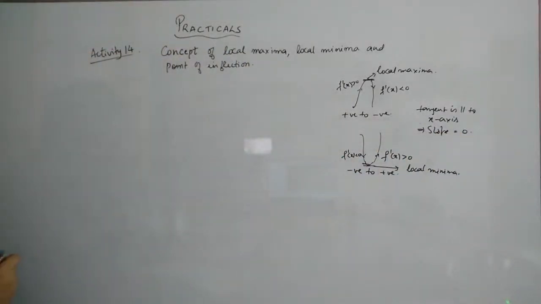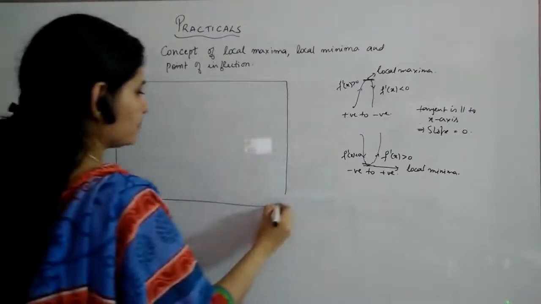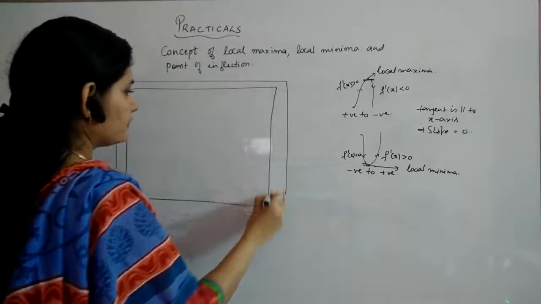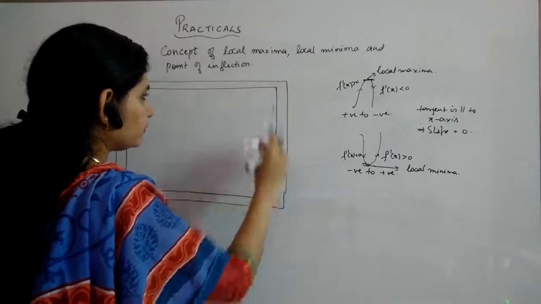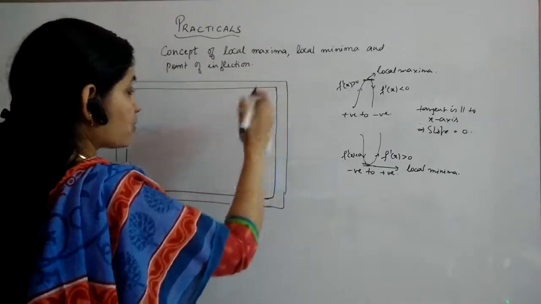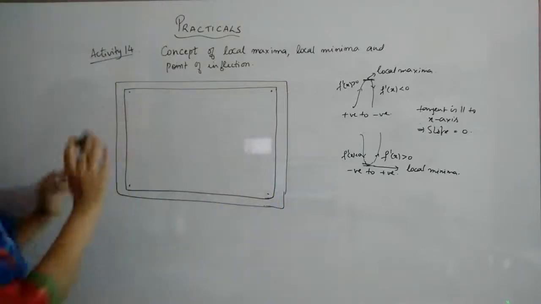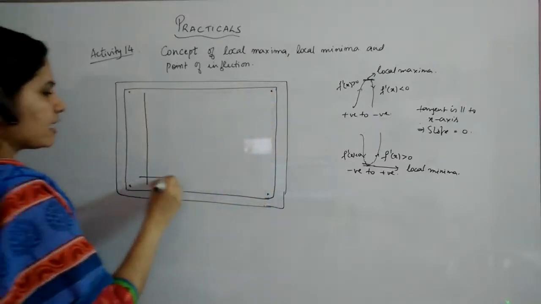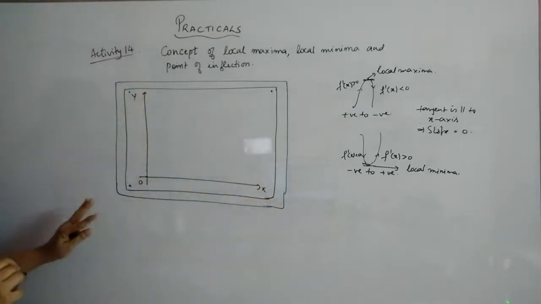Now first of all, what we are doing is taking a board and fixing a white paper there. The four sides will be pinned. Then we will draw the x-axis and y-axis. The point of intersection will be taken as O. This much we will draw, and then we have to draw a curve.